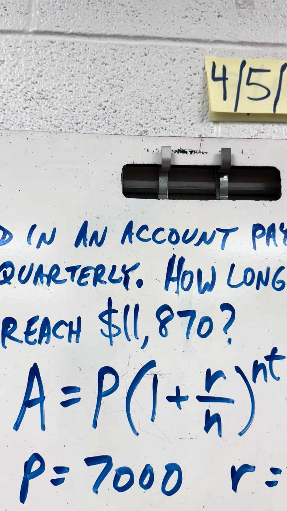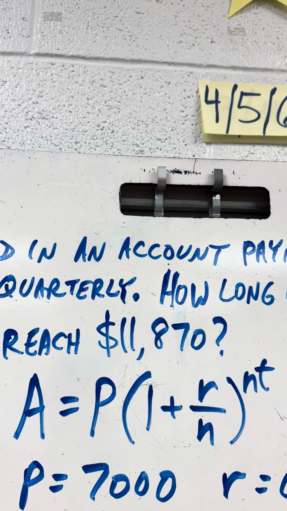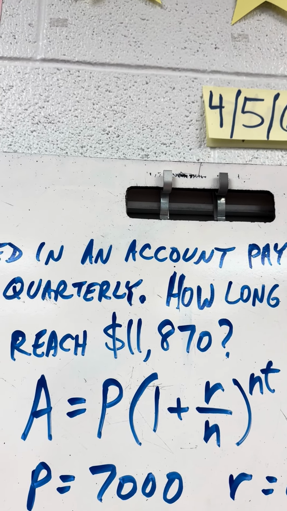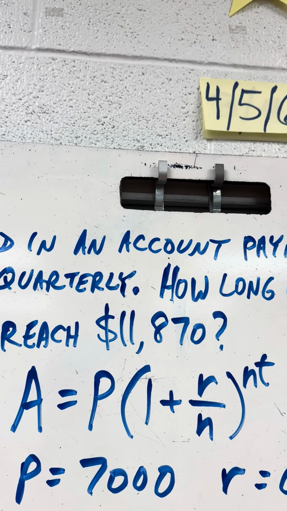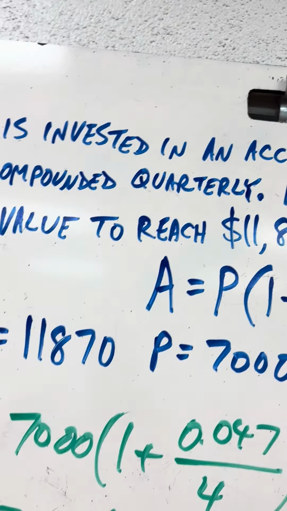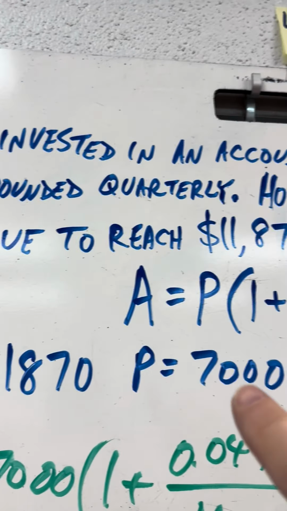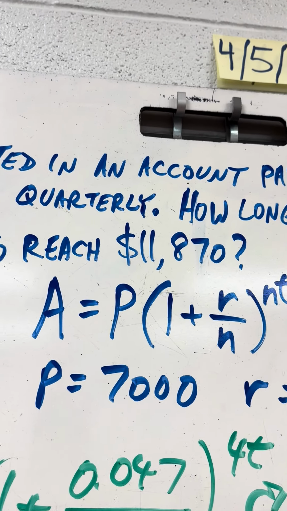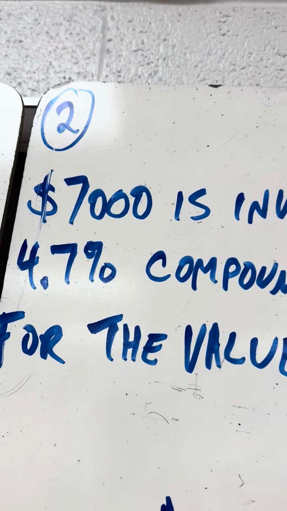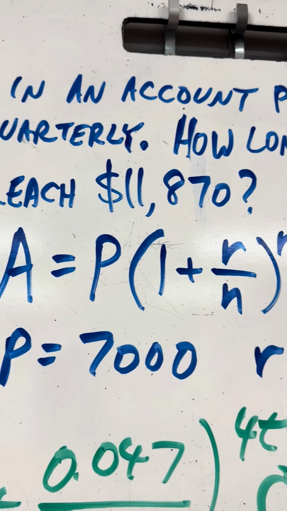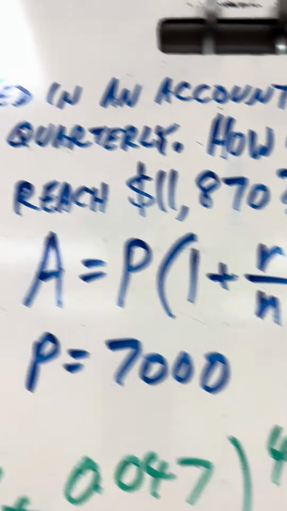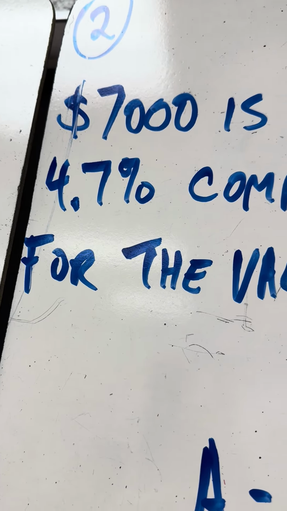Here we're going to use this formula. And if you don't remember this formula, which you don't need to remember, just go to example problems and Delta Math will show you this formula, okay? A is the amount that you're trying to get to, this 11,870. P is the principal, 7,000. You're starting at 7,000. Okay. R is the rate, 4.7%, which is 0.047, right?